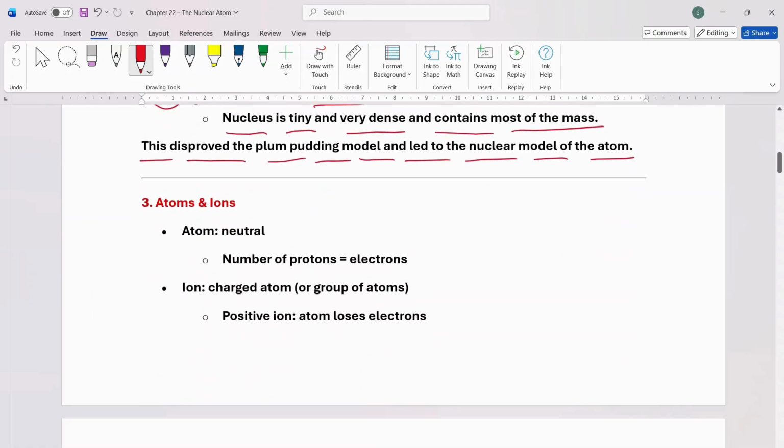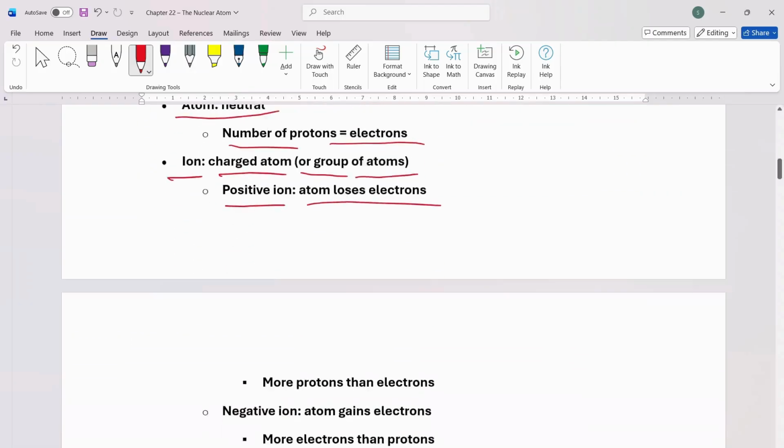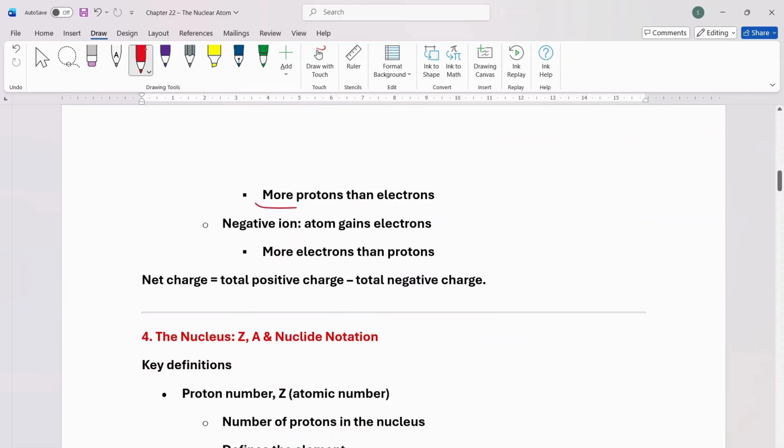Now let's discuss atoms and ions. An atom is neutral. The number of protons is equal to the number of electrons. An ion is a charged atom or group of atoms. A positive ion: the atom loses electrons, so more protons than electrons. A negative ion means the atom gains electrons, so more electrons than protons. Net charge is total positive charge minus total negative charge.